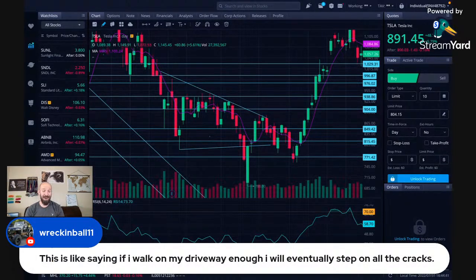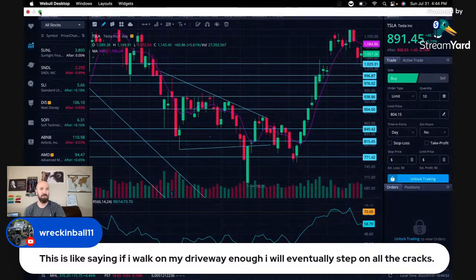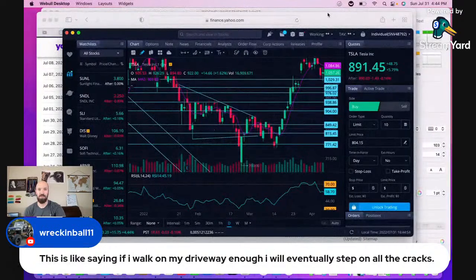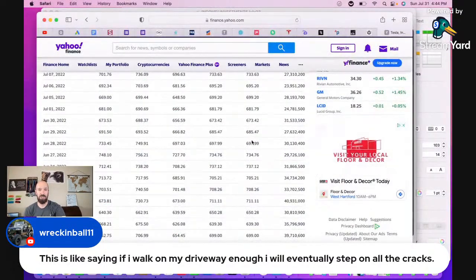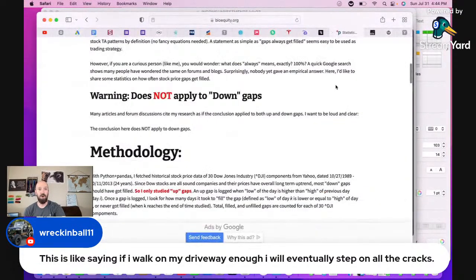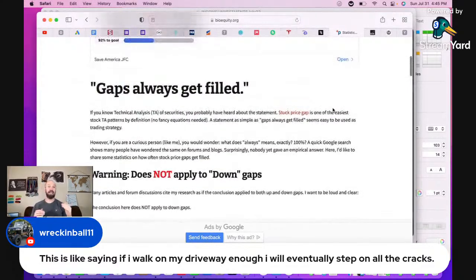I mean, you're not wrong. So eventually this, and one of the reasons why gaps end up getting filled is in one of these articles. Let me jump back. I'm not sure which one it is, and I apologize, but there's a lot of information in all of these articles. And one of them was explaining how it's like a magnet.